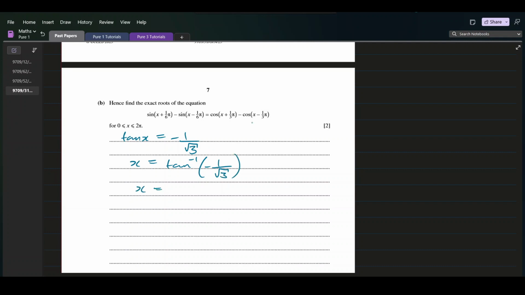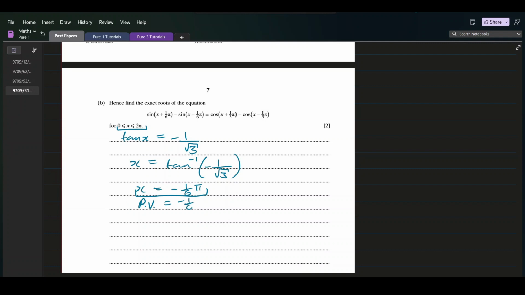Punch this into the calculator and make sure that you're in radians. That's negative 1 over root 3, and this gives us negative 1 over 6 pi. Our interval is x between 0 and 2 pi. So to get a solution within the given interval, we can simply add pi to this value. This is our principal value.